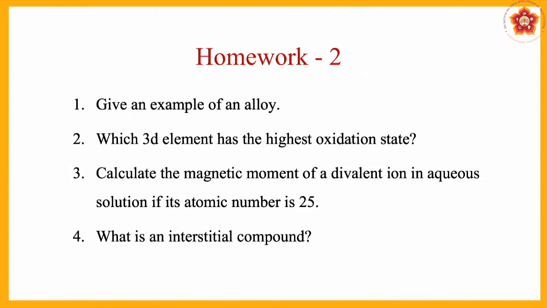Calculate the magnetic moment of a divalent ion in aqueous solution if its atomic number is 25. As a hint, first write the configuration of atomic number 25, which is actually manganese. Then form a divalent ion. What do we mean by a divalent ion? Make it into the +2 state. And then try to calculate with the n value that you get. And the final question: what is an interstitial compound? We have discussed a lot of this, but maybe you have to put it properly into English statements.